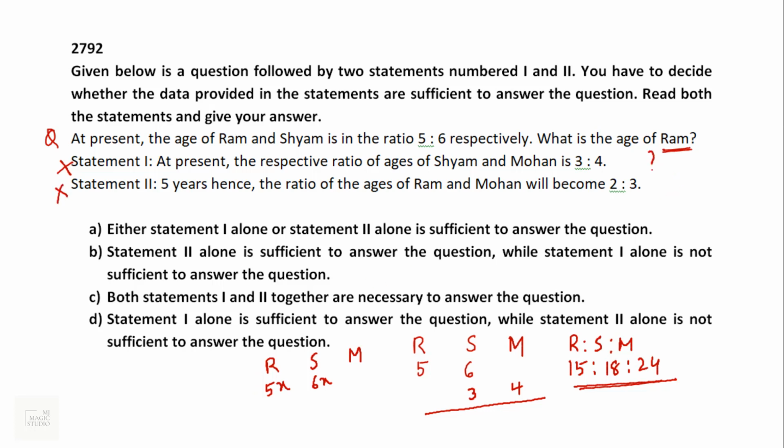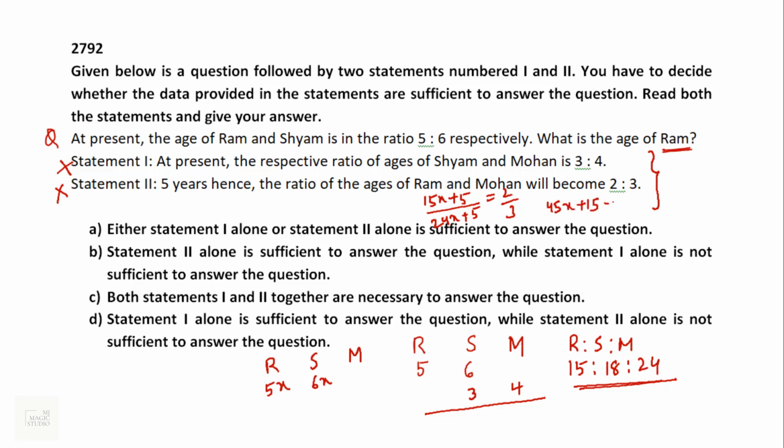Let us see, can we combine these two and find the age? If we combine these two, we know that the ratio of Ram, Shyam and Mohan is 15:18:24. And it says that 5 years hence, the ratio of Ram and Mohan would be 2:3. So we can find this. Now (15x + 5)/(24x + 5) equals 2/3. After solving this, we can find the value of x.